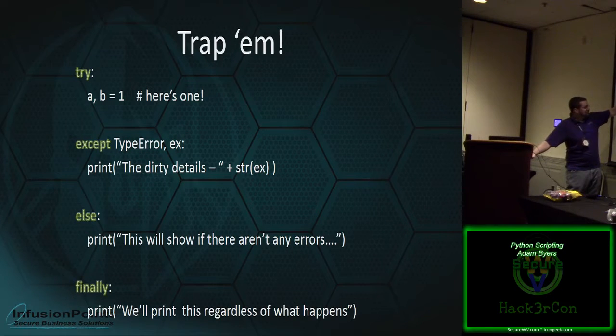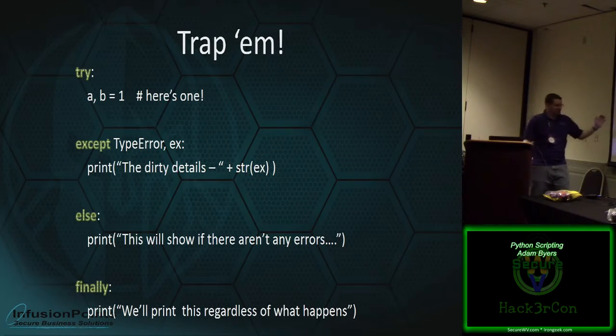So if it gets all the way through that try block, this is going to show up. This will show if there aren't any errors, right? So if you throw an else in there, that means that no errors occurred in your try block. Finally, this happens regardless. This is pretty awesome.